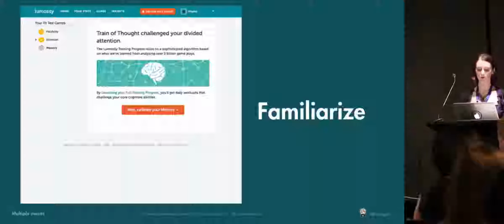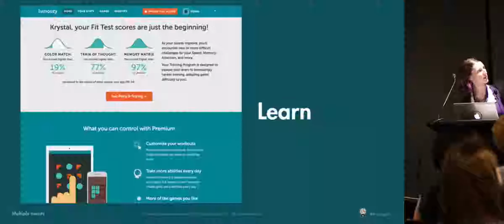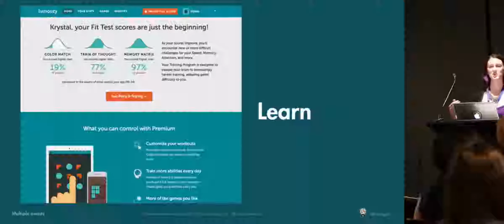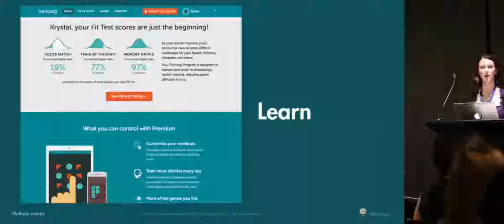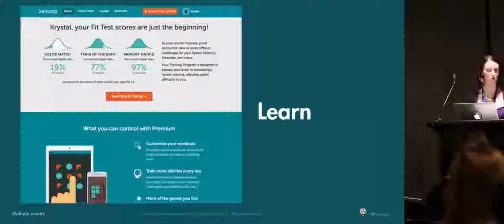And these games are used in order for Lumosity to learn about the user's current baseline scores. I was pretty terrible at color matching in my first round. I had a wonderful 19%. But these baseline scores are what help Lumosity start seeding in some information about its subscription plan to show how it can help them improve those scores.